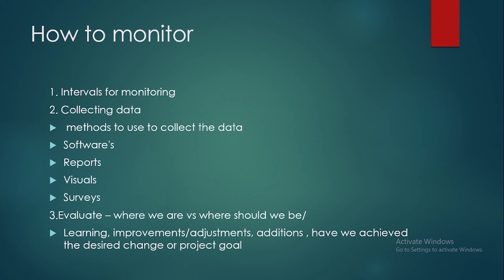Then after that, we evaluate. We evaluate the progress, where we are vis-a-vis where we should be. And in evaluation, you've collected and gathered all this data, so it's informing you whether there needs to be some learning or improvements or adjustments or additions in your project. And you want to ascertain whether we have achieved the desired objective or change your project goal. That's how you evaluate. You evaluate based on the facts you've collected, and then if there are any adjustments, you make the adjustments that are needed. If there is any learning, you share the learning with maybe your project donors or project partners.